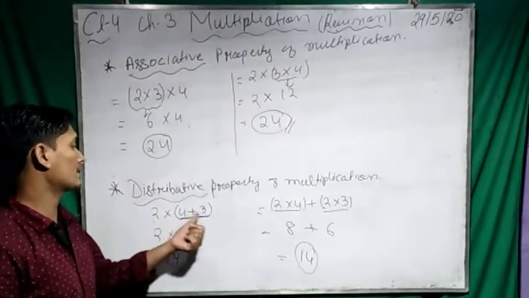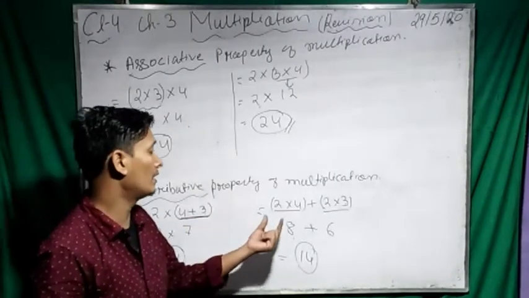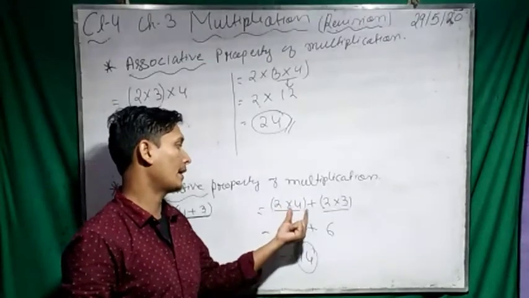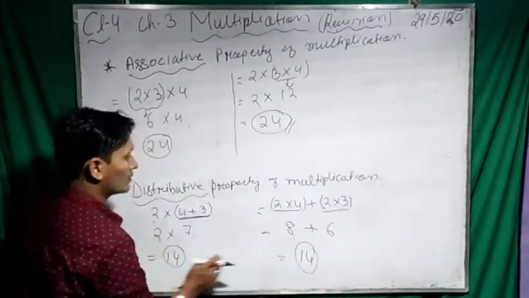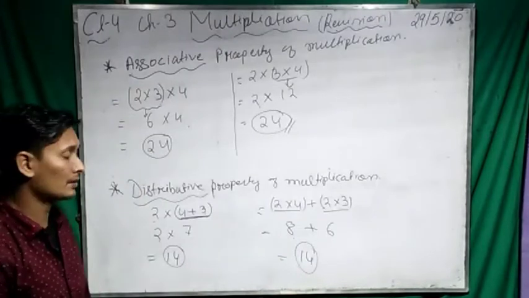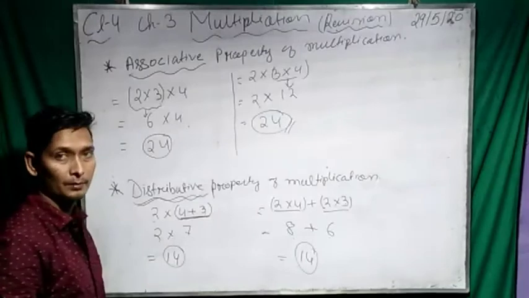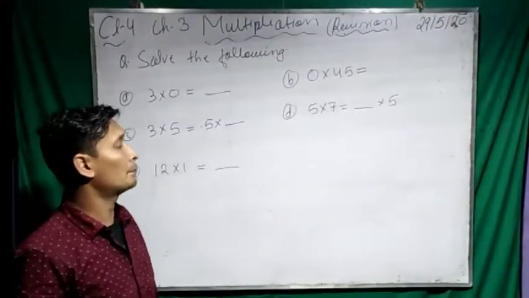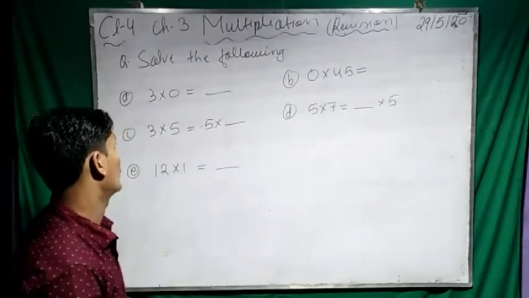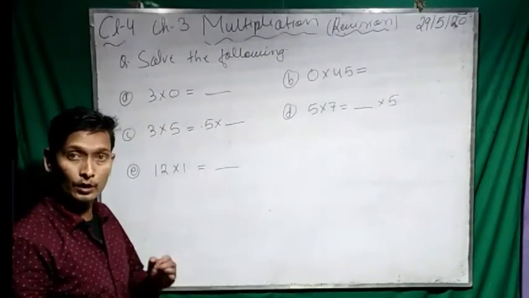Either we multiply the sum of these 2 numbers with this number, or we first multiply and then add, the final product will not change. Got it, children? So this is called the distributive property of multiplication. Okay. So let's do a few questions based on the properties. So 3 multiplied by 0. What property is that? Zero property.